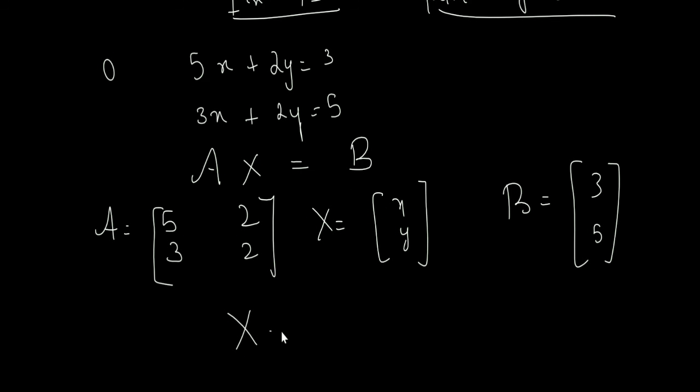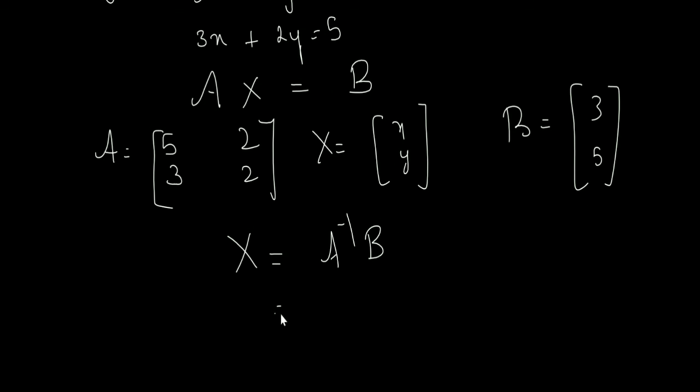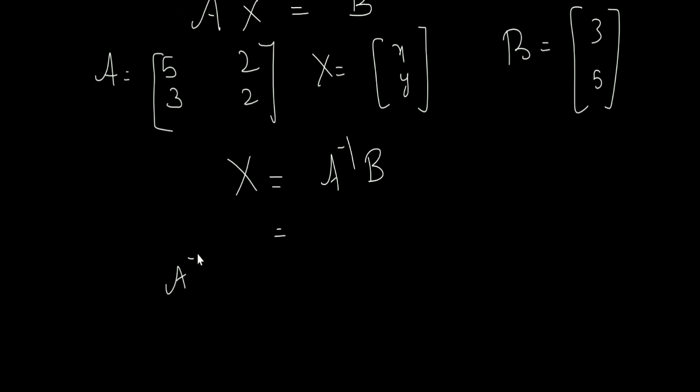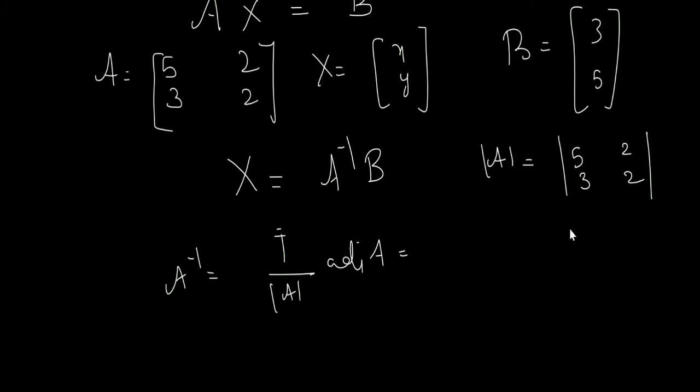So X is equal to A inverse into B. You know the formula to find A inverse. A inverse is equal to 1 by determinant of A into adjoint of A. So determinant of A we have to find. Determinant of A is 5, 2, 3, 2. So it is equal to 10 minus 6, which is 4, not equal to 0. So A inverse exists. You have to write this.